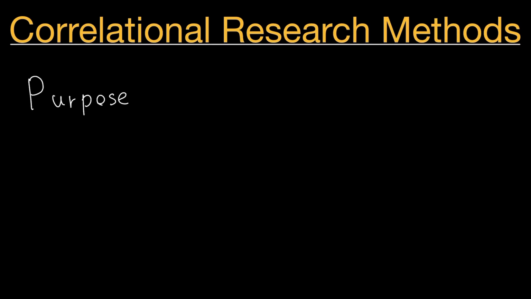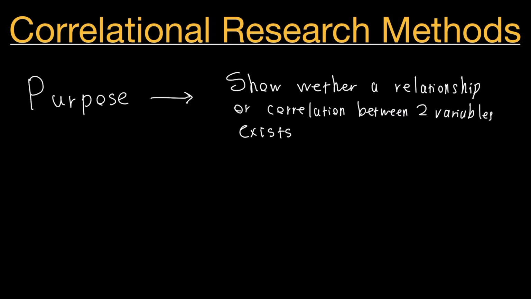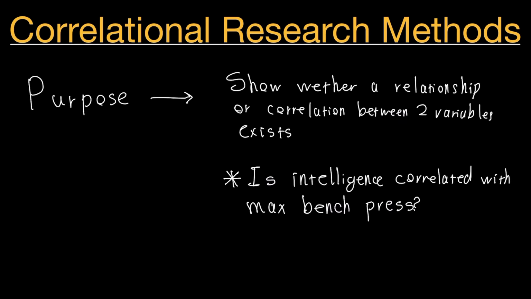In this video, we're going to talk about correlational research methods. This is specifically for AP Psychology class or Psychology 101 if you're taking it in college. So the purpose of correlational research methods is to show whether a relationship or correlation between two variables exists. So an example would be, is intelligence correlated with max bench press? Correlation doesn't mean causation, so if there's correlation between those two things, it doesn't mean that there's causation. We will discuss that further.